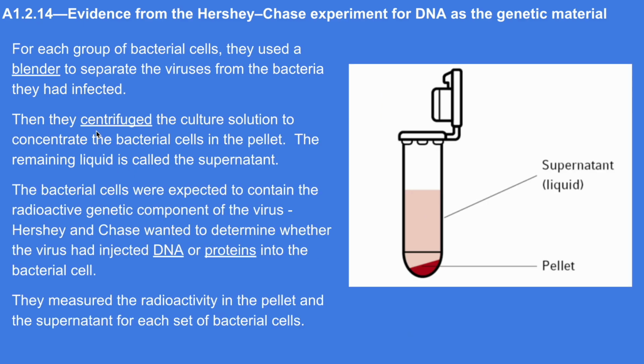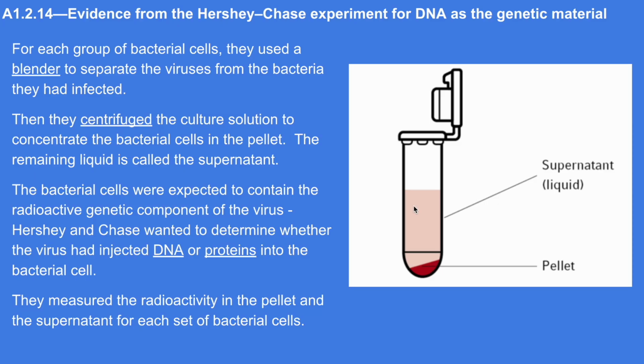They then used a centrifuge, and the centrifuge spins around the sample really, really quickly and separates it out by density. All of those bacteria are more dense, and so they ended up in the pellet while the viruses were suspended in the liquid, the supernatant. And so the viruses were then separated from the bacteria, and Hershey and Chase could test whether there was radioactivity in the pellet or in the supernatant.